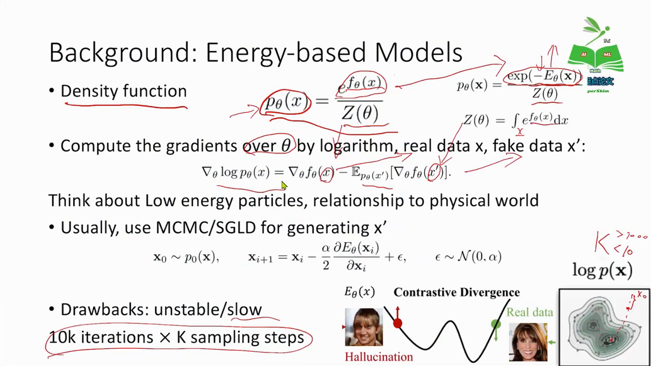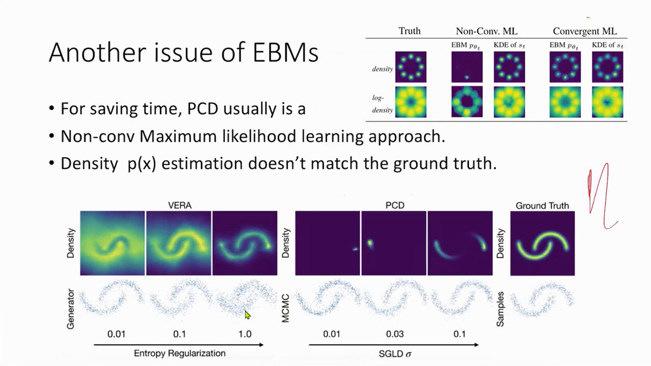These two terms, and they use this one, so it's called contrastive divergence. If we cannot generate the fake data, the fake x prime, well, it will become divergent. So the training is very unstable for the energy-based model. Another issue of the energy-based model is this one.